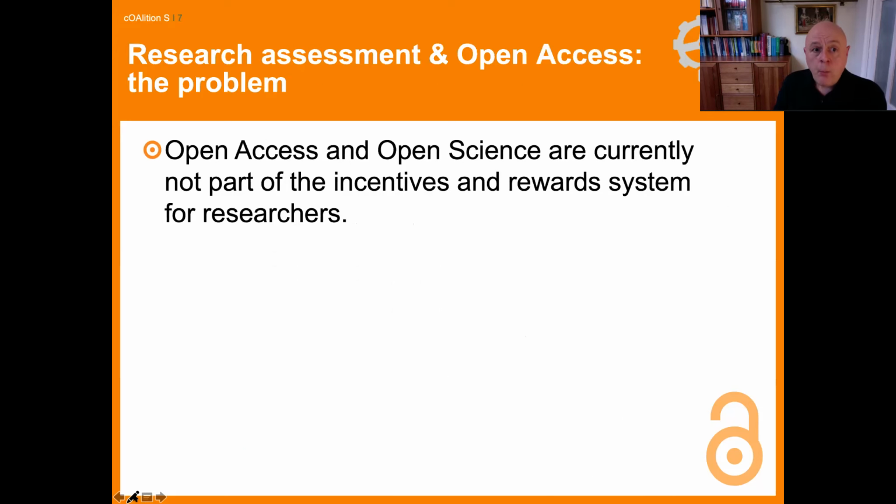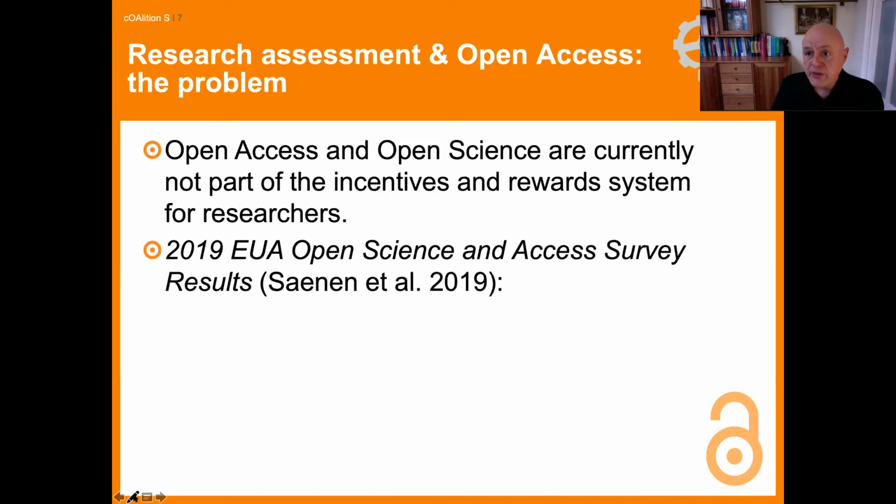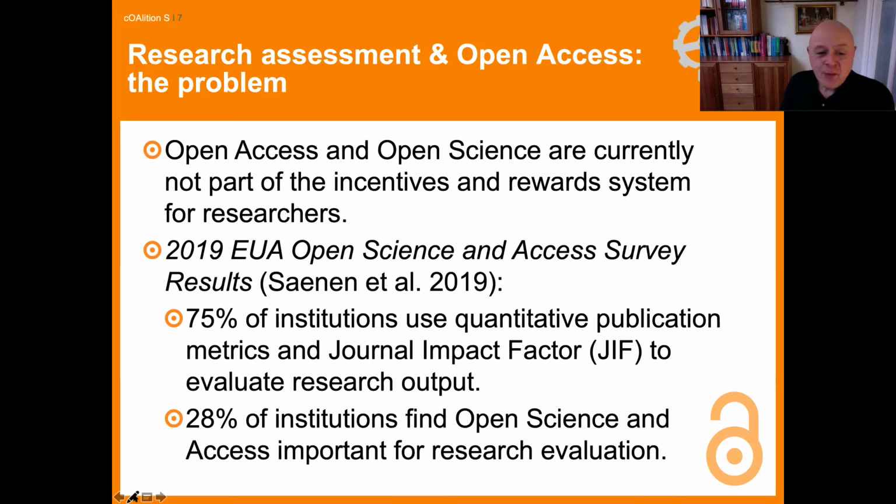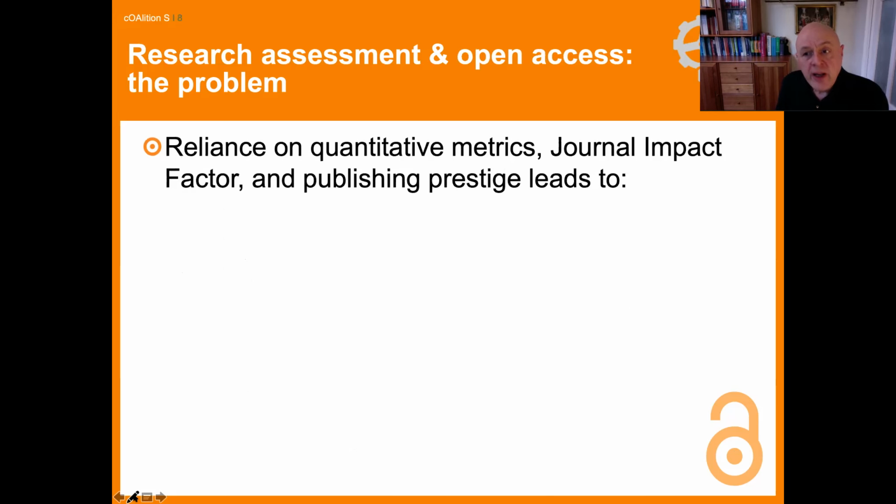So now, why is it important for cOAlition S and Plan S to think about the assessment system? Well, open access and open science are currently not really part of the incentives and reward system for researchers. A recent study by EUA has found that 75% of institutions use quantitative publication measures and journal impact factor to evaluate research output, and 28% of institutions find open science and access important for research evaluation. That's relatively little. So clearly the system has to change.